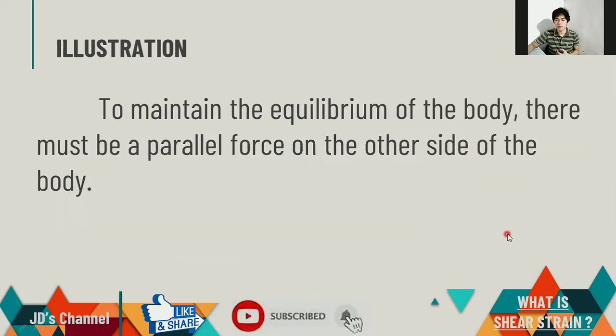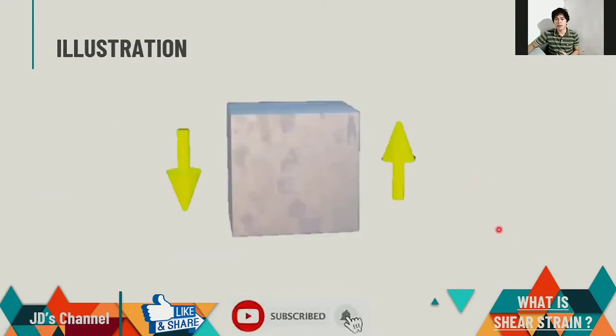So, ayan. To maintain the equilibrium of the body, there must be a parallel force on the other side of the body. So, ayan. So, class, yan yung magiging itsura niya. Ano? So, yan. We achieve yung equilibrium niya. Since meron tayong applied force here, nagkaroon tayo ng counter force dito para mabalanse muli yung ating system.